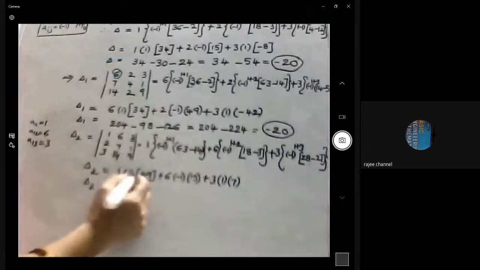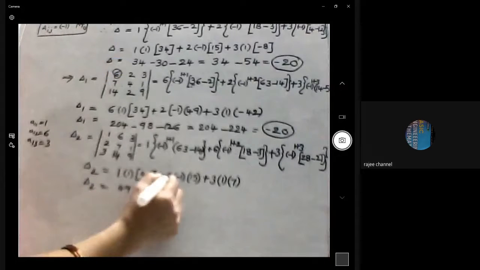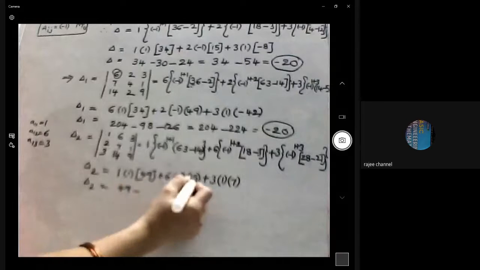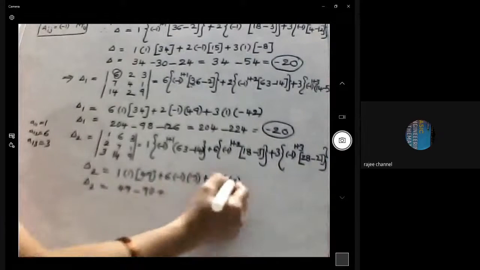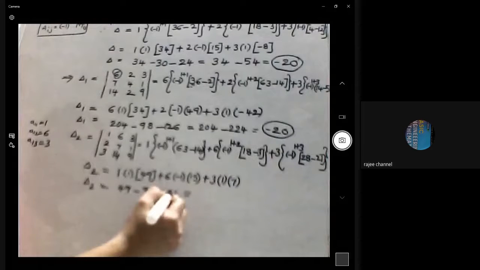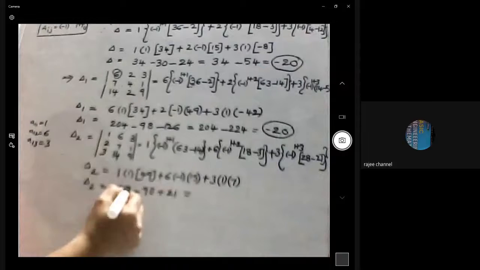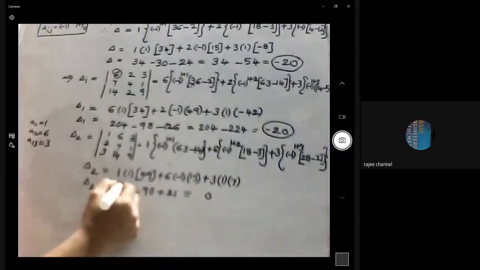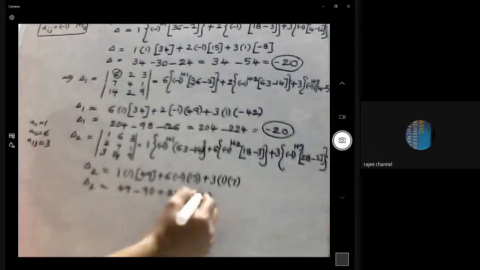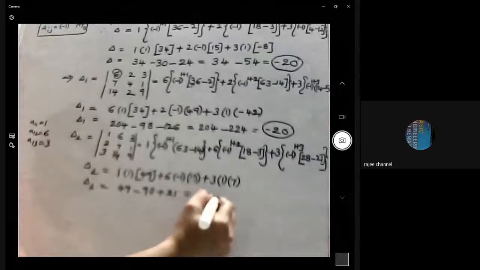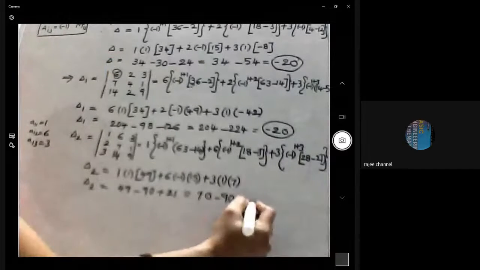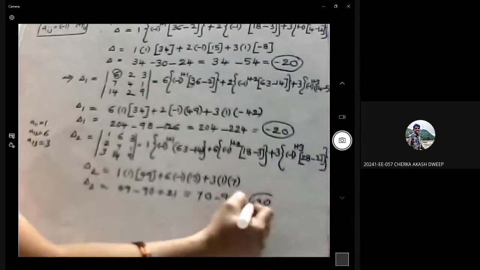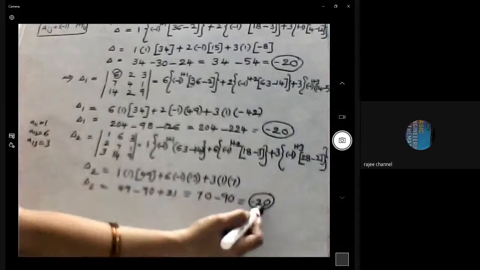Delta 2 equals 1 into 49, plus minus 6 into 15, which is 90, plus 3 into 7, 21. The positive numbers are added: 49 plus 21 is 70. Then 70 minus 90 equals minus 20. So delta 2 is equal to minus 20.